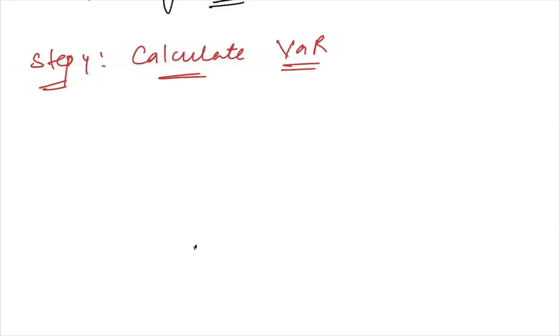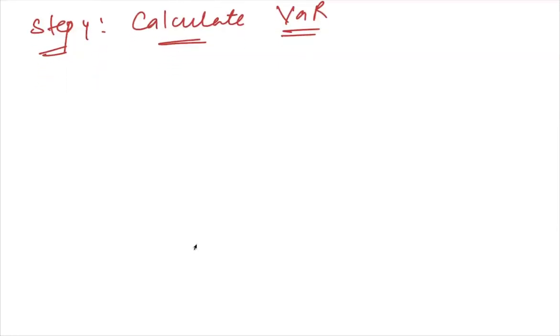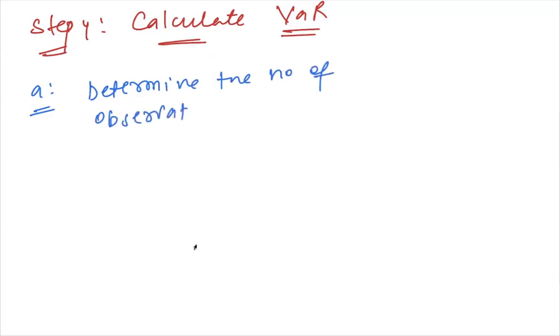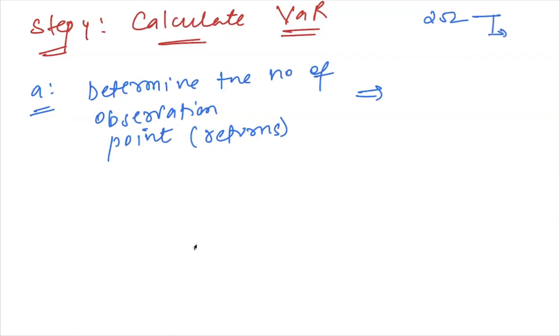See, first of all, you need to determine the number of observations you have. Observation points. And when I say observation points, I mean returns. I'm looking at returns. Tell me one thing. When we consider 252 data points, how many returns will we have? Can you all tell me? 251, right? 251 returns we will have.